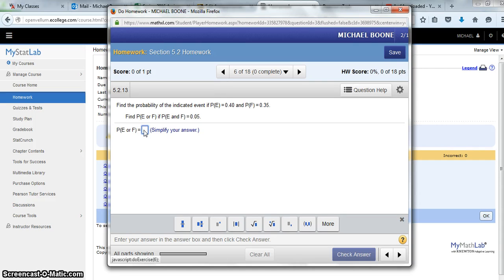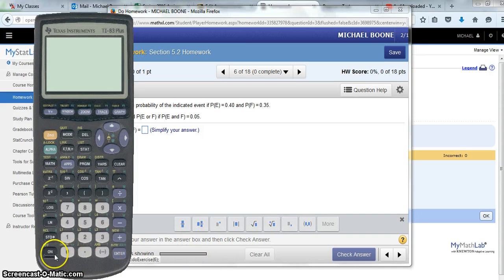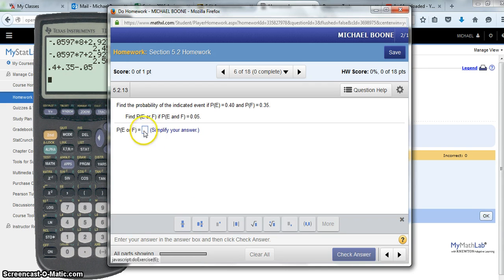So for this one, I would add up my probabilities, the individual ones, but I have to subtract the overlap. Subtracting the overlap is what most people miss on tests, midterms. So just be aware, if you're finding the probability of E or F, you always need to subtract your overlap.